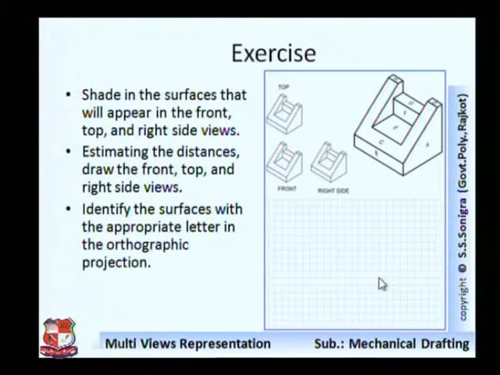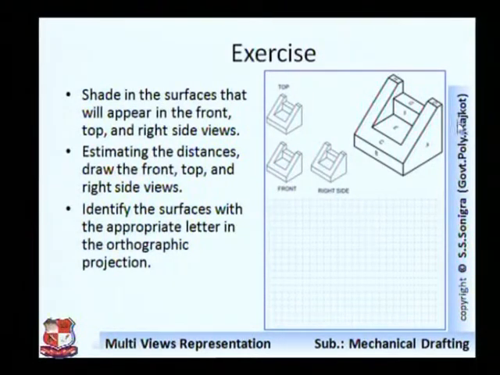Now one more exercise. Shade in the surfaces that will appear in front, top and right side views. A, B, C, D, E, F, G and H. These are the surfaces of this object. Estimating the distances, draw the front view, top view and right hand side view. Identify the surfaces with the appropriate letters in the orthographic projection.